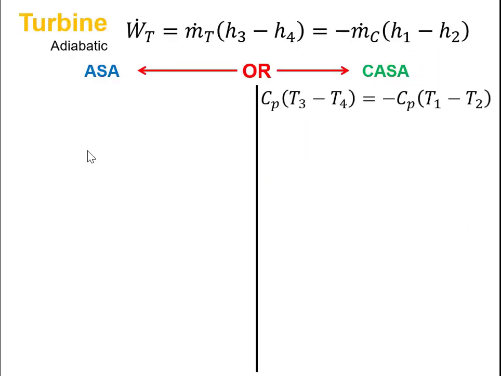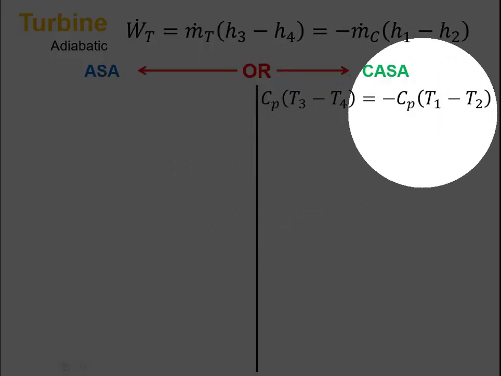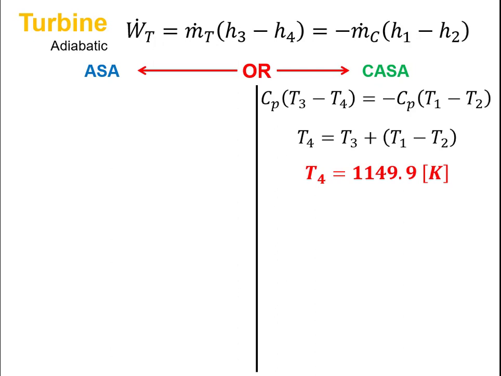For my cold air standard analysis, I can get this equation. This comes from the back work ratio, so I'm setting my turbine power equal to the magnitude of my compressor power. That's why I have the sign difference here, but both of these are in minus out. I take the sign difference because I know that turbines are creating power, whereas compressors are consuming it. The Cp's drop out, and I get an expression for T4.